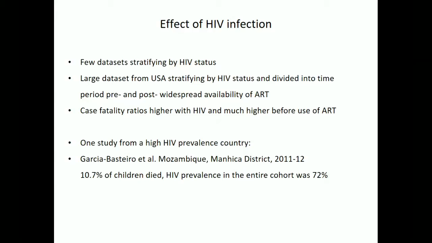We found one study from a high HIV prevalence country, this study from Mozambique, but they didn't stratify by HIV status. However, more than 10% of those children died, so much higher than you saw in the recent era studies, where it was about 1%. HIV prevalence in the entire cohort was about 72%, but that included adults, so we don't know specifically what it was in children. This is obviously very concerning, although it may be due to other factors, not just HIV.